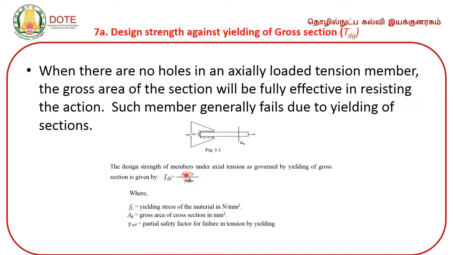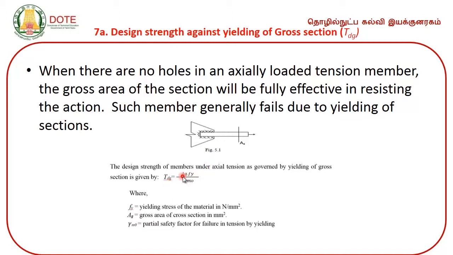So, I have put AG, and the yield stress is denoted by Fy, and the partial safety factor for the material under yielding is gamma m naught. So, Fy by gamma m naught is the design stress, this you have to remember. Fy is always associated with gamma m naught, and again Ag is associated with Fy. So, it is simple to remember the design strength of the tension member TDG, this is the load, TDG is equal to area into stress, that is all.